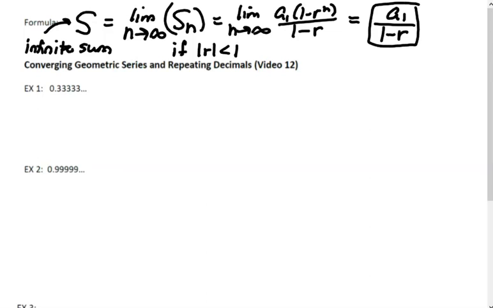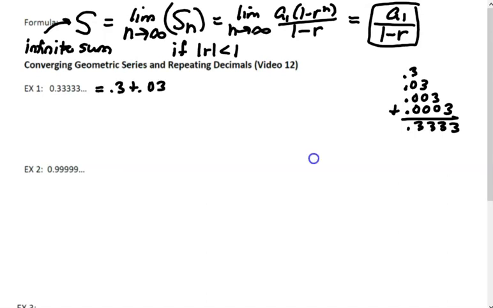So let's take a look at a couple of examples that involve repeating decimals. It turns out that repeating decimals are actually converging geometric series. So let's think about it. If I took 0.3 and added 0.03 and then added 0.003 and then added 0.0003, I would get 0.3333. So I could think of 0.3 repeating as 0.3 plus 0.03 plus 0.003 plus 0.0003 plus, and then keep going forever with that.